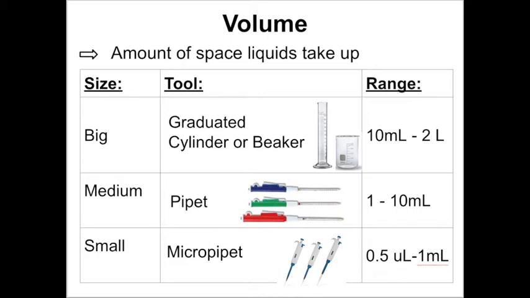If you're measuring a medium volume, medium for science, you'd use a pipette with a pipette pump. So it's a long glass or plastic tip attached to a pump that can measure between 1 and 10 milliliters. If you're measuring a really small volume, which we will do often in the lab, you'll use a micropipette. These are these fancy handheld tools that have the smaller plastic tips on them. With these, you can measure between 0.5 microliters and 1 milliliter.